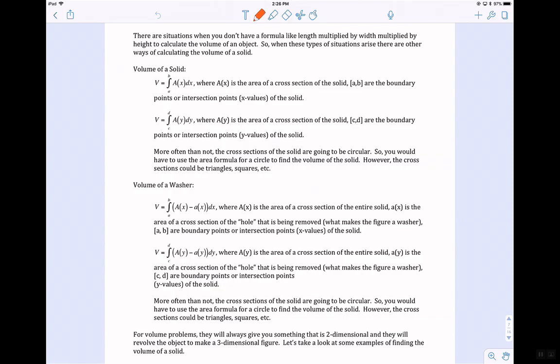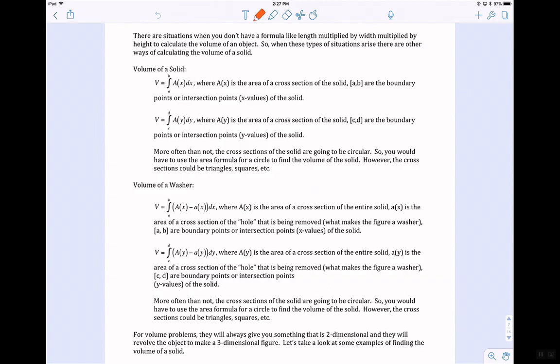Or it could be an "and": we are going to superimpose a different shape on top of that area region that we did in a previous lesson, and find the volume of that new shape where we've superimposed all of these squares or semicircles. We create a three-dimensional shape that way and then find that volume. So there are two ways of finding volume.